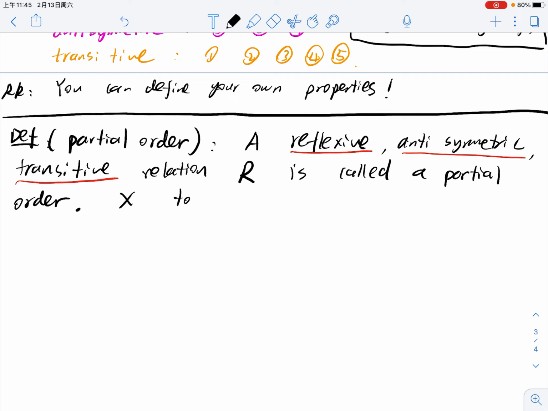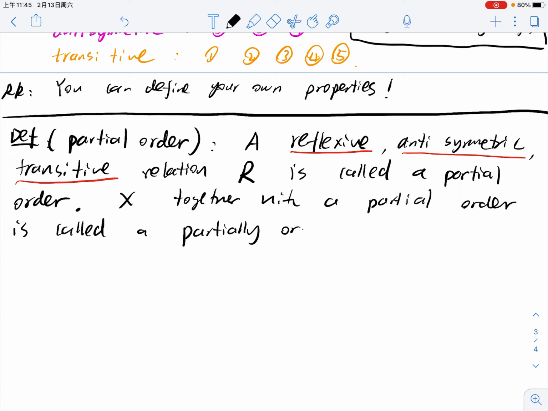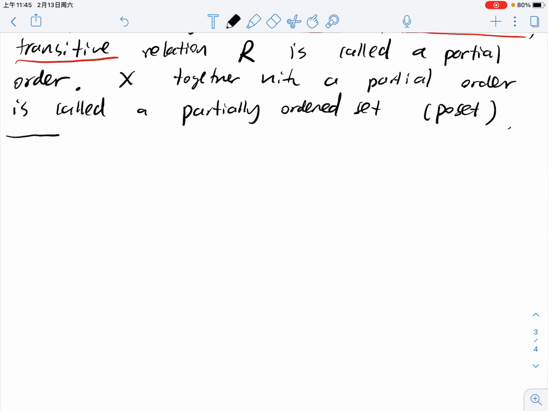Okay, and the X together with a partial order is called a partially ordered set. Sometimes in the literature you will see they use poset to represent the same thing. The reason why we call it partial order is because we have a definition of total order in the following, and then we have an important theorem that says partial order can always be embedded in some total order. So it's part of a total order. So that's why we call it partial order.